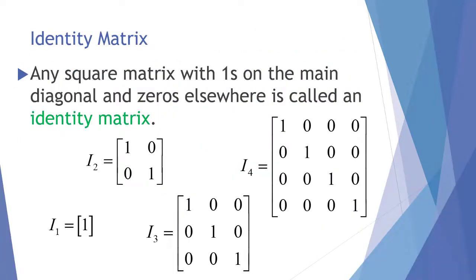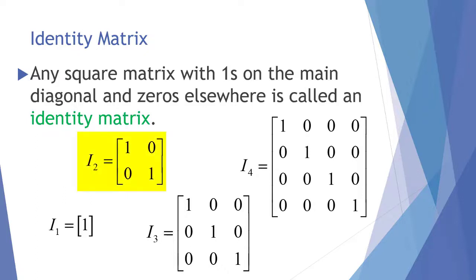Okay, so our lesson today is going to focus only on square matrices. Everything that we're going to talk about only applies to matrices that have the same number of rows as columns. And so if you have a square matrix with ones on the main diagonal, like right here, and zeros everywhere else, then we call that an identity matrix. So I've shown four identity matrices here. Each size square only has one identity matrix.